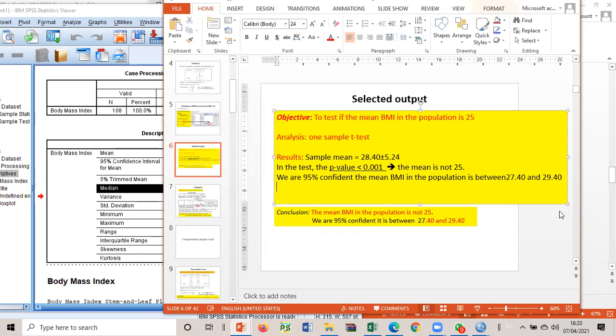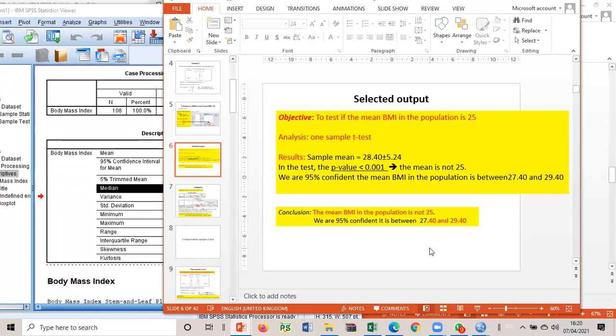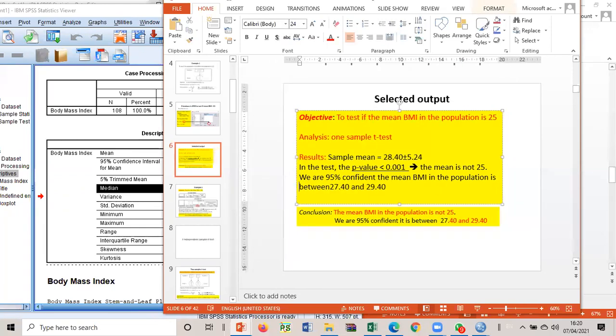Okay, so the objective. Do you want me to start from the objective, Prof? Yes. Okay, so the objective is to test if the mean BMI in the population is 25. Right. Analysis, one sample t-test.